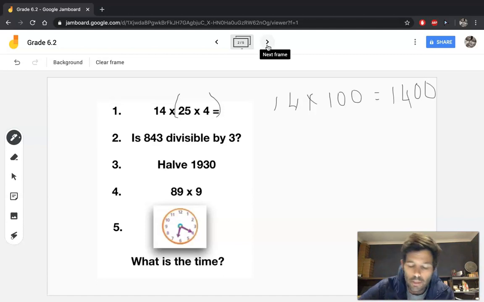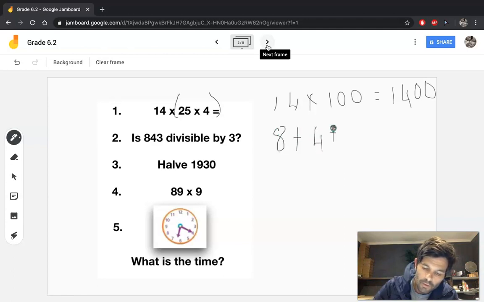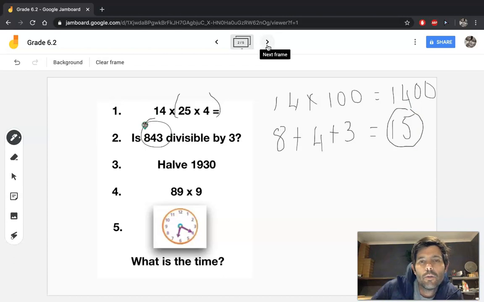Okay, question 2 is 843 divisible by 3. And your divisibility rules for 3 says that if you add up the individual digits, so 8 plus 4 plus 3, which equals 15, if that answer, so here the answer 15, if that is divisible by 3, then 843 is divisible by 3. So therefore, it is divisible by 3.